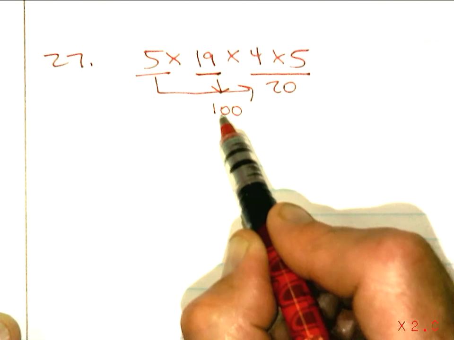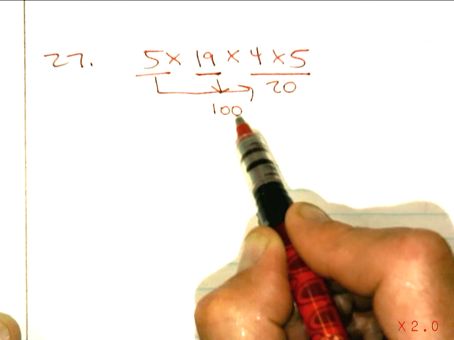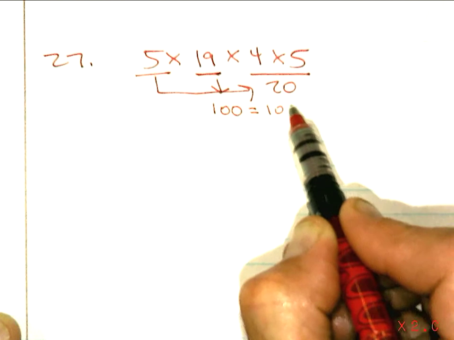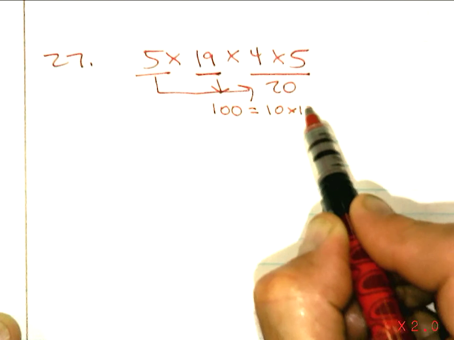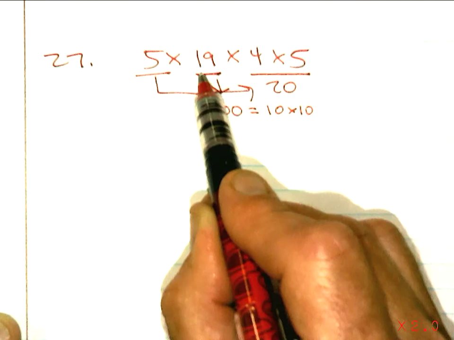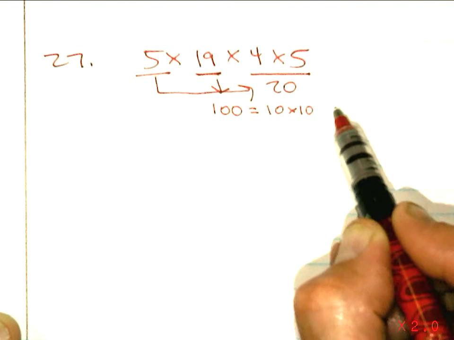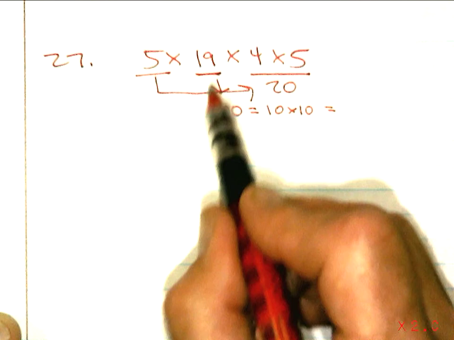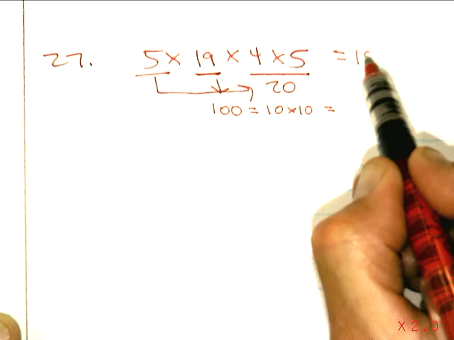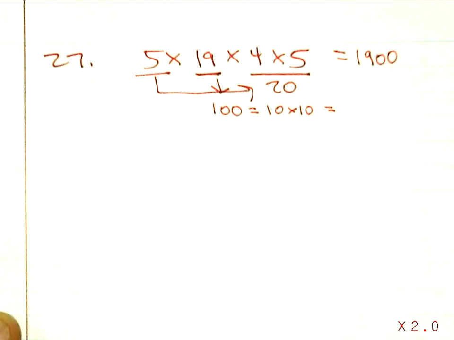19 times 10 times 10, which is what 100 is. So if you really can't do the times 100, you can think of 19 times 10 is 190, times 10 is 1900. So the answer to this problem is 1900.